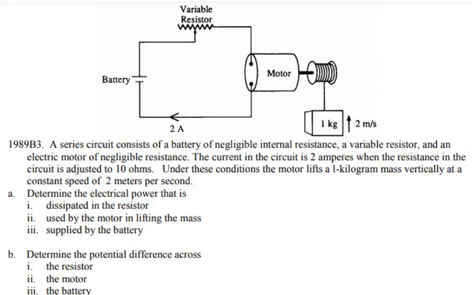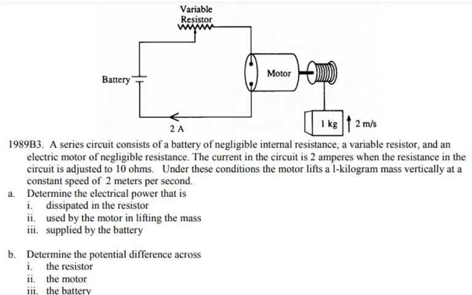The current in the circuit is 2 amperes when the resistance in the circuit is adjusted to 10 ohms. Under these conditions, the motor lifts a 1 kilogram mass vertically at a constant speed of 2 meters per second. Determine the electrical power that is dissipated in the resistor, used by the motor in lifting the mass, and then supplied by the battery.